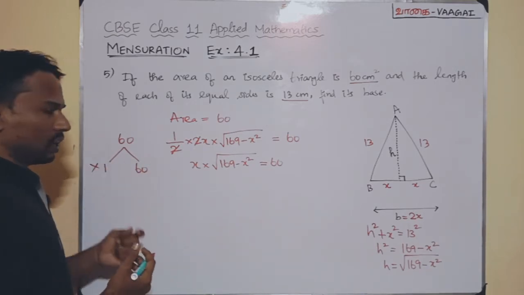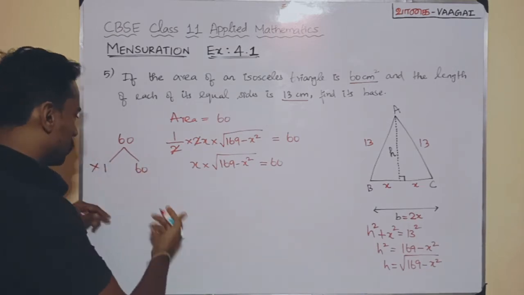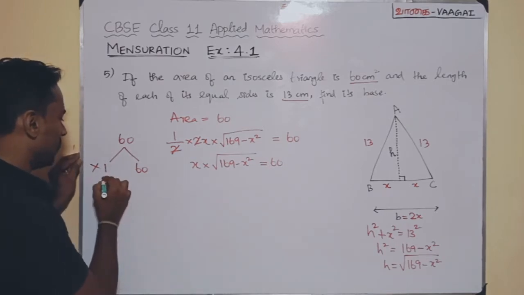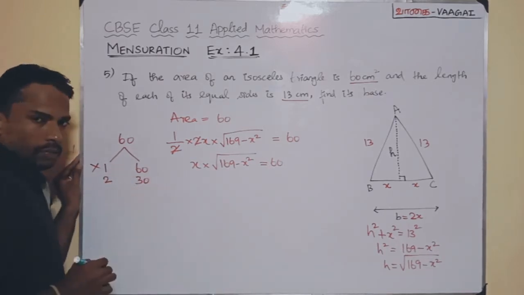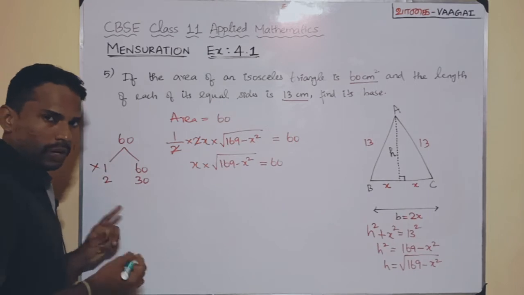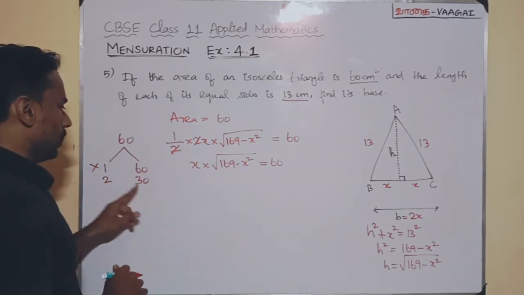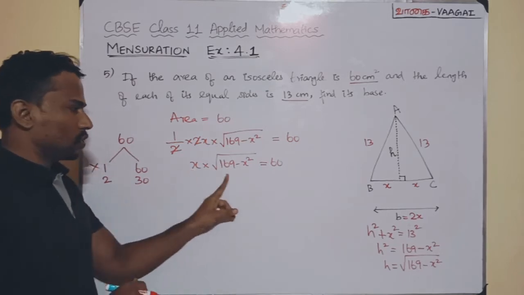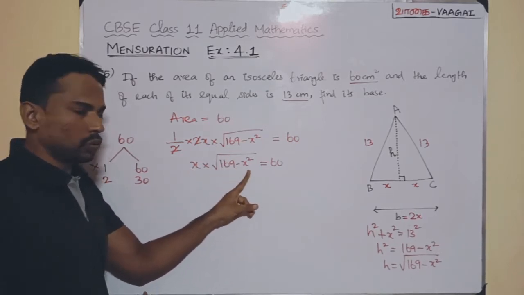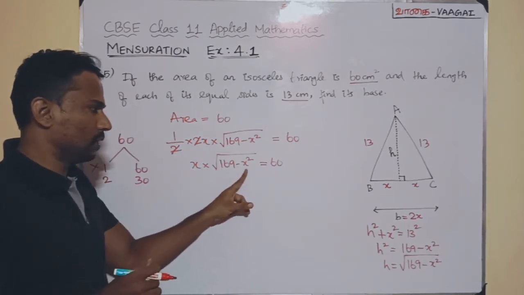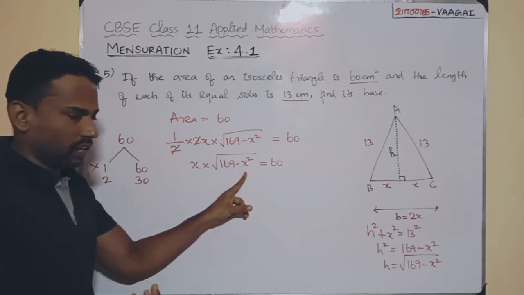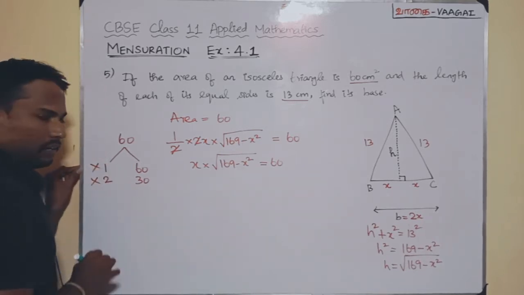Likewise, we'll just test it. Okay, 60 is not a very big number, right? We can easily test it, so just a few attempts. Next I'll take 2 into 30, because after 1 into 60, the next pair will be 2 into 30. So this way we'll try in this order. Try taking x as 2. Here we'll get root of 169 minus 2 square, which is root of 169 minus 4. So no, it will not give you 30. This pair is also rejected.